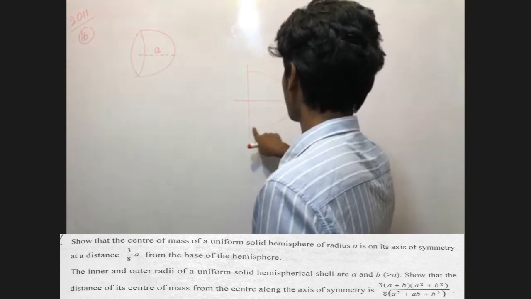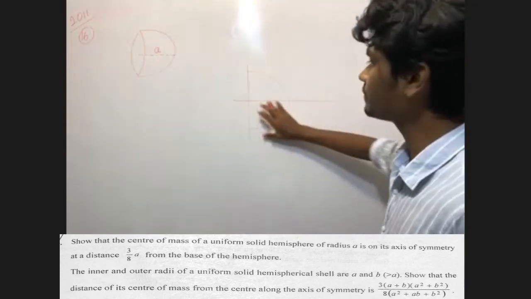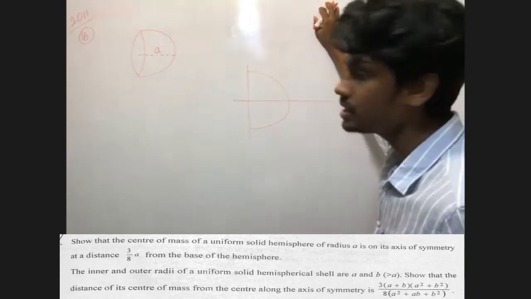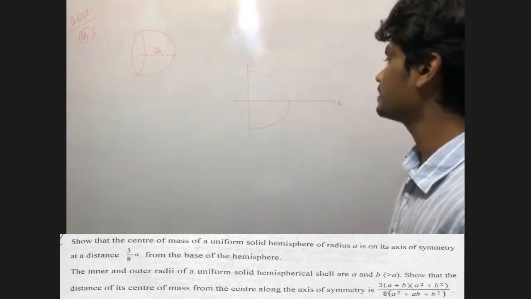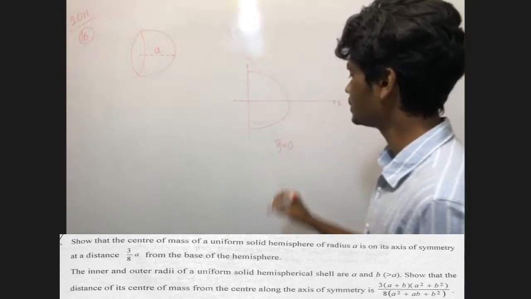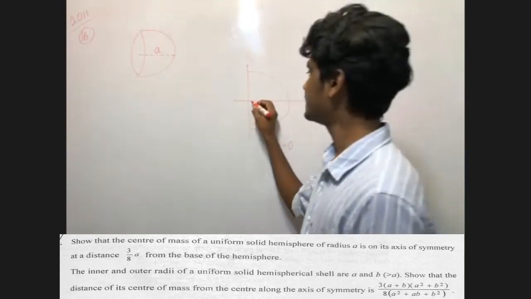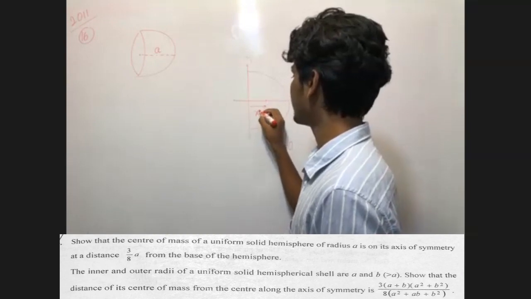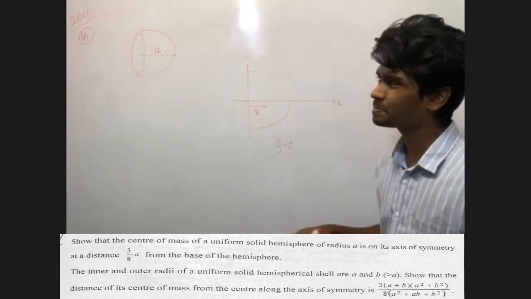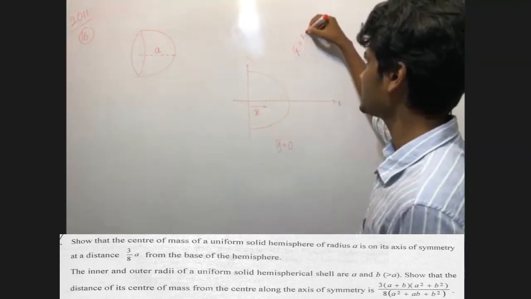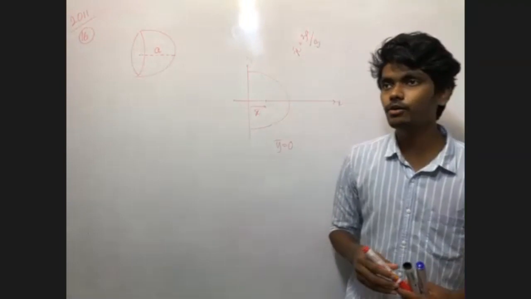You need to draw the hemisphere. Take the 2D of the hemisphere. So this is a solid hemisphere, and place it on the y and x axis symmetrically, which means y is equal to 0. You need to show from the base of the hemisphere that the center of gravity exists at a distance x bar equal to 3a over 8. You need to show this, right?